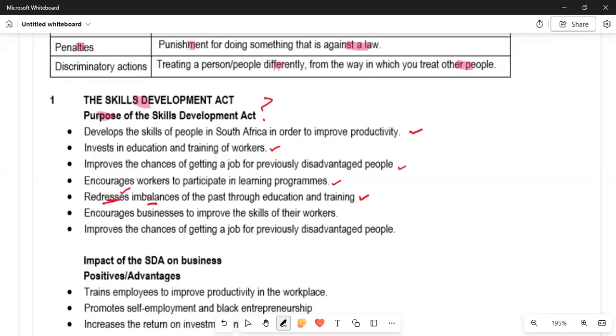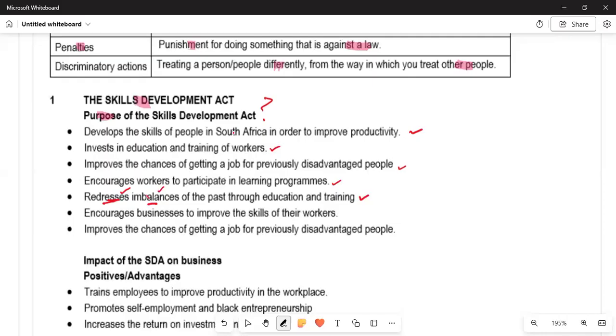So the imbalances, if we can just refer back, we know that the white people were the ones who were able to access education and training in the past. So we also want even the black people to be able to get knowledge and skills. So there will be a balance now. That is why we are saying redress imbalances of the past through education and training.